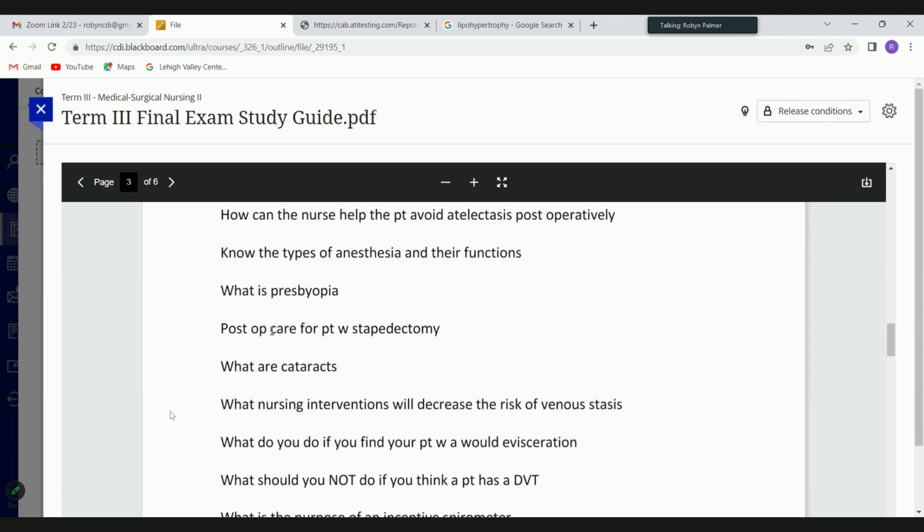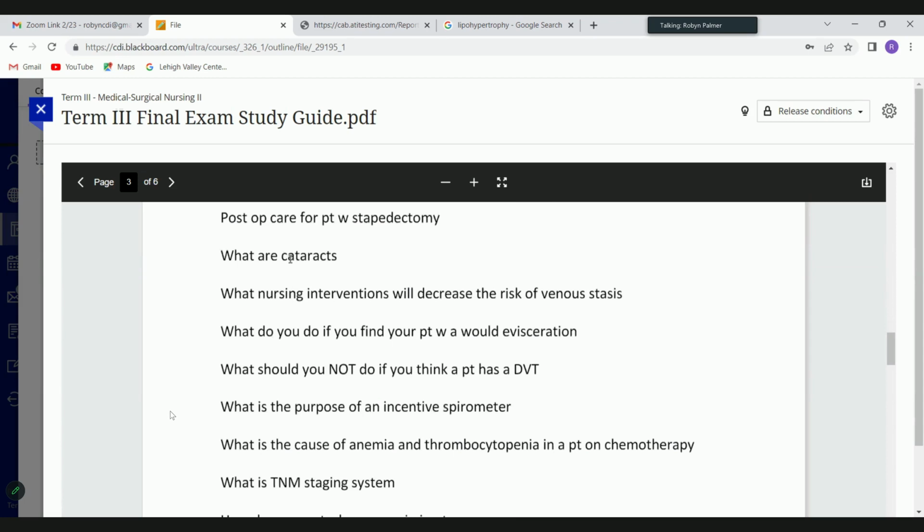If a patient came to you from the OR with a left stapedectomy, how would you lay them in the bed? Would you lay them on the stapedectomy side or on the other side? Opposite side of the surgery. That's right. So the operative side would be up, because when you have a stapedectomy, we take out the stapes, we put a graft in. So we don't want you laying on that and moving it. All right. What are cataracts? What part of the eye does a cataract affect? The lens, right?